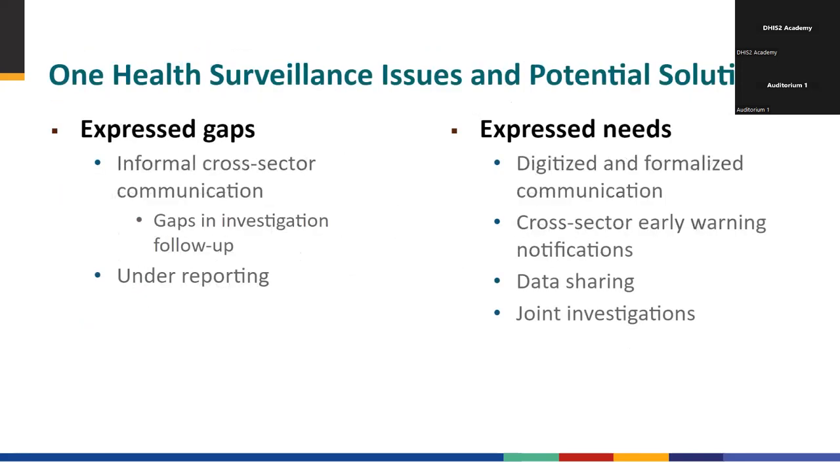These are expressed gaps and expressed needs that have led to the initiation of this project. Some of these gaps, as you may be familiar with One Health surveillance overall, is informal communication across sectors. A lot of it is paper-based. A lot of it is phone calls, SMS, which may work in one-off instances, but wouldn't necessarily work in an epidemic scenario. And so with this project, we're hoping to digitize that communication that already exists and make it formal and take out the human error component of that cross-sector communication, leading to early warning response and hopefully data sharing across sectors with joint investigations.